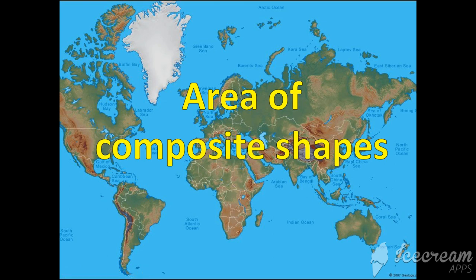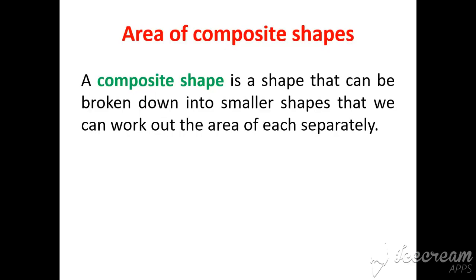Right, we've been doing a whole lot of rules on area lately. Now we're going to put it together to work out the area of composite shapes. In some schools, some people like to use the word compound instead of composite. But a composite shape is a shape that can be broken down into smaller shapes, and we just work out the area of the smaller shapes separately and then add it all together.